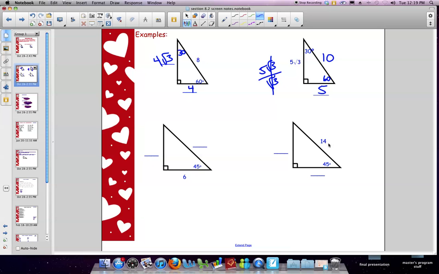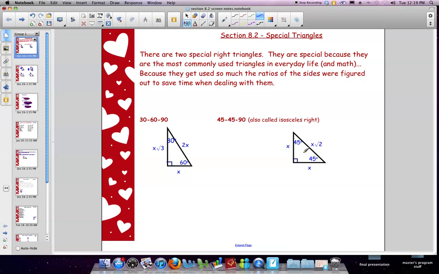As for these two, I notice that these are 45-degree angles and 90, so I know I have a 45, 45, 90 triangle. So I go back, look at my relationship. The legs are going to be the same length. And then to go from my legs to my hypotenuse, I would times the square root of 2. If I have my hypotenuse and I have to go back to my legs, I would divide by the square root of 2.